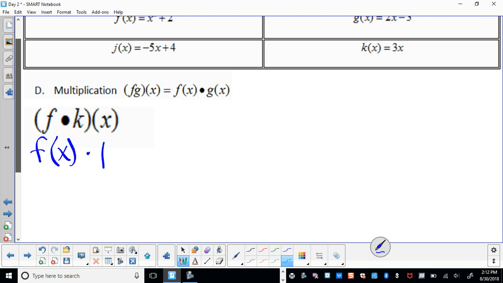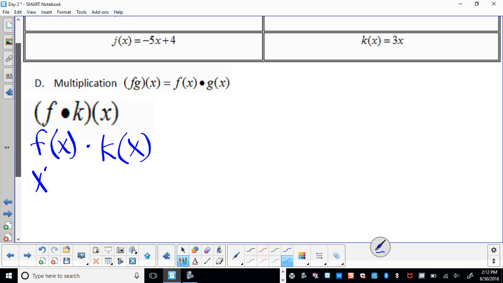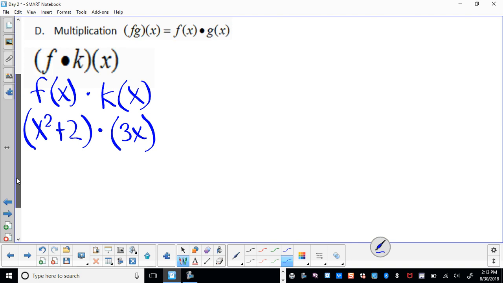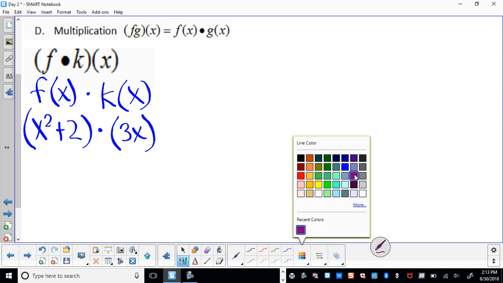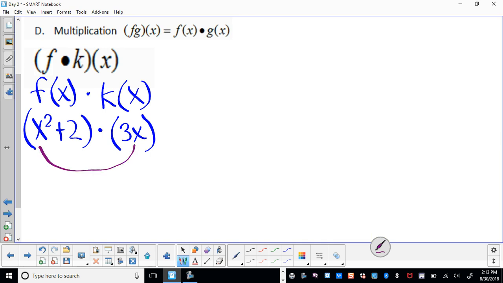F of x times K of x. Now I can get started. My F of x is x squared plus 2. Put it in parentheses. Times my K of x, which is 3x. So multiplication, I'm going to just multiply these together. What's 3x times x squared?